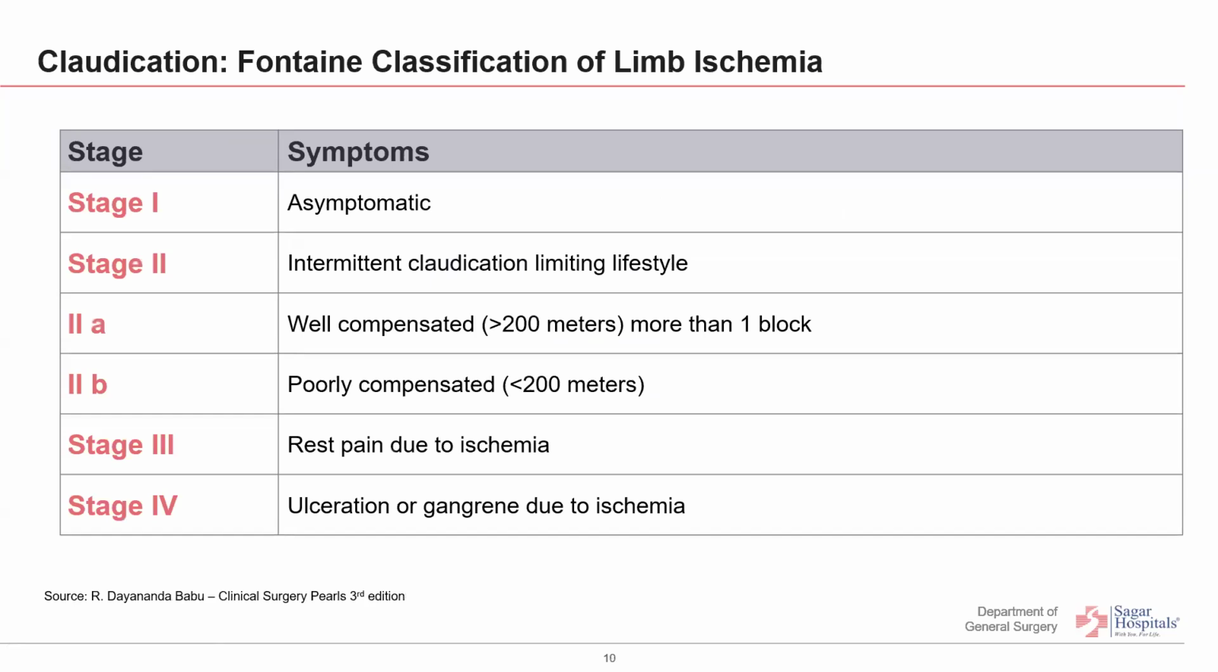Similar to that, we have another classification, the Fontaine classification. Stage 1 is when the patient is asymptomatic, like the patient comes for some other reason, and during evaluation we find out. Stage 2 is intermittent claudication, and stage 2A is well compensated, where he's able to do a little bit of activity, whereas stage 2B is poorly compensated, where he has to take some break and only then can he walk. Stage 3 is rest pain. Stage 4 is ulceration or gangrene.